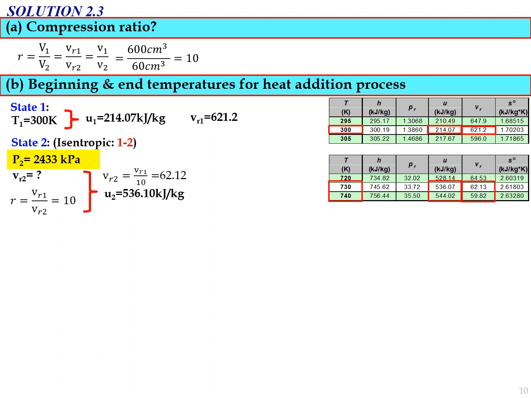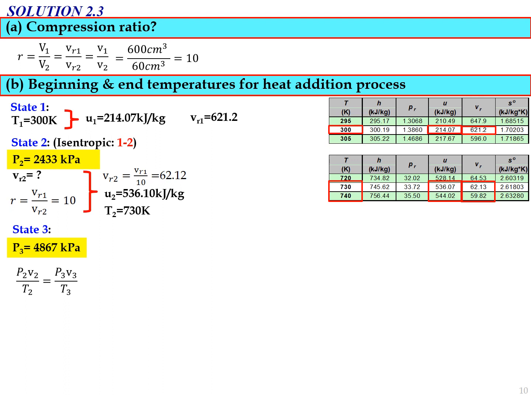Okay, so next, by interpolation between VR and also T, temperature, we can obtain the temperature for T2, 730 Kelvin. For state number 3, the pressure is also already given. No need to calculate the pressure for P3. So P3 equals 4867 kilopascal.